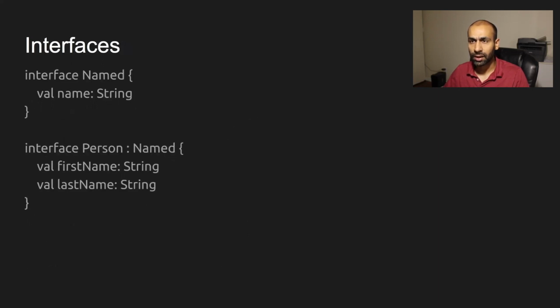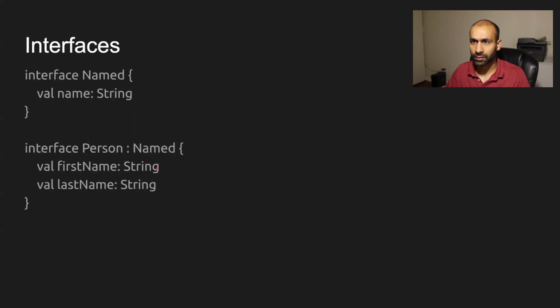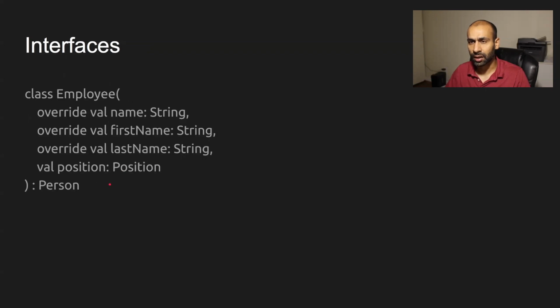Interfaces are very similar to Java. We could just declare an interface the way we did in Java, but instead of using extends when we are extending one interface from another, we just use a colon, just like we did in the case of classes. And we could also have a class that extends the interface, and the class could straight away override the properties that were declared in the interface. Our first interface had name, and the second had first name and last name. So the class Employee is basically implementing these properties.